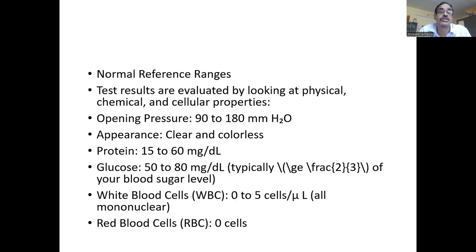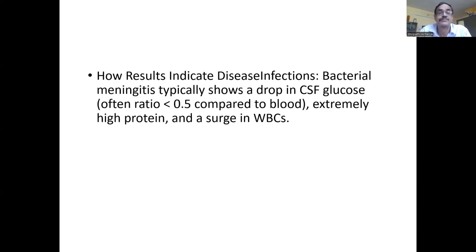Normal reference ranges. Test results are evaluated by looking at physical, chemical, and cellular properties. Opening pressure 90 to 180 millimeter of water. Appearance clear and colorless. Protein 15 to 60 mg per dL. Glucose 50 to 80 mg per dL. White blood cells 0 to 5 cells per milliliter, all mononuclear, and red blood cells 0 cells.